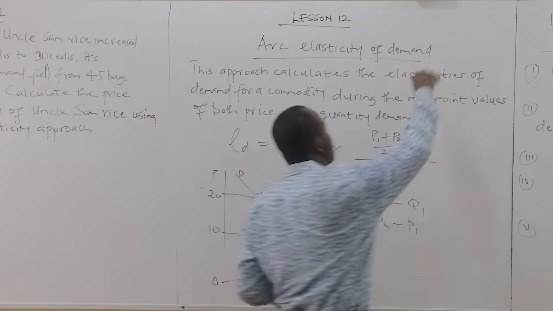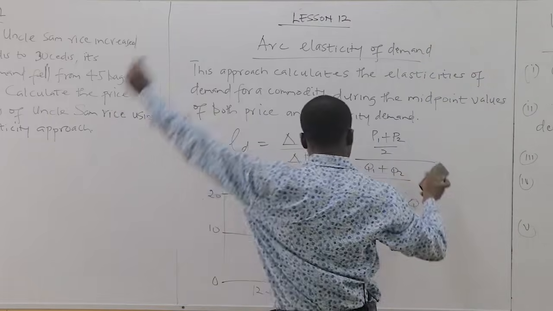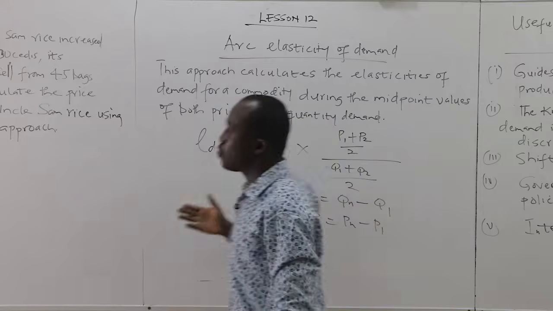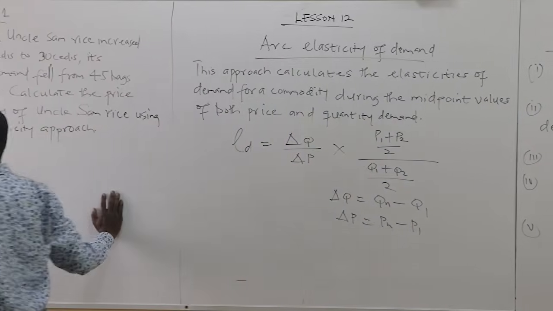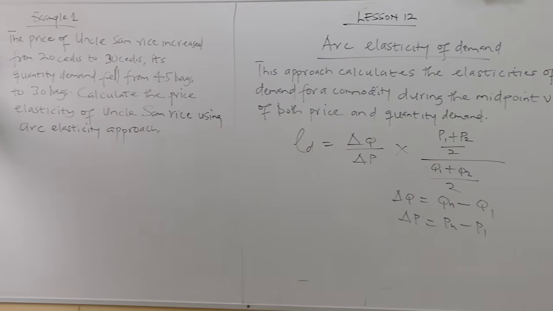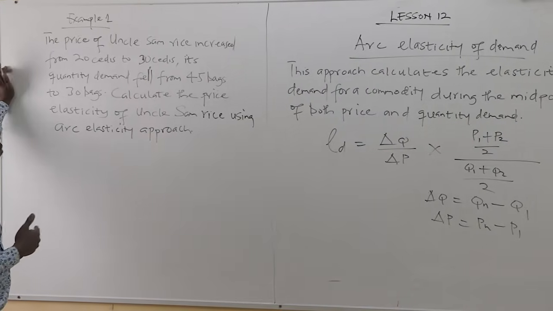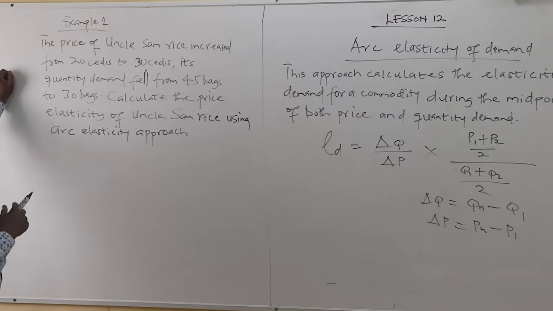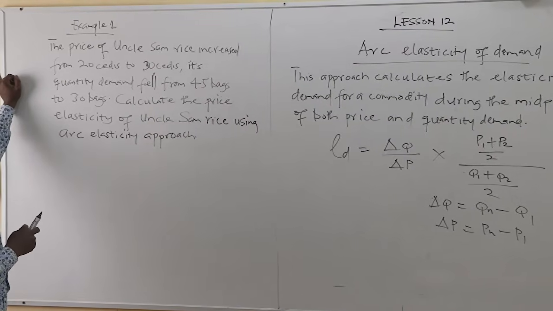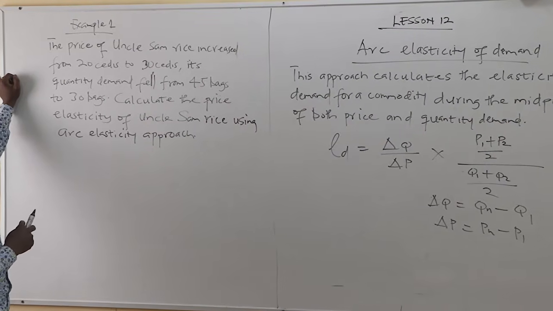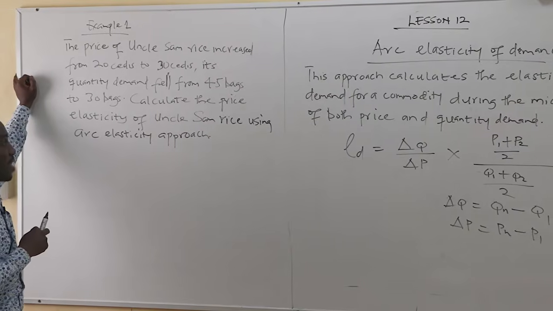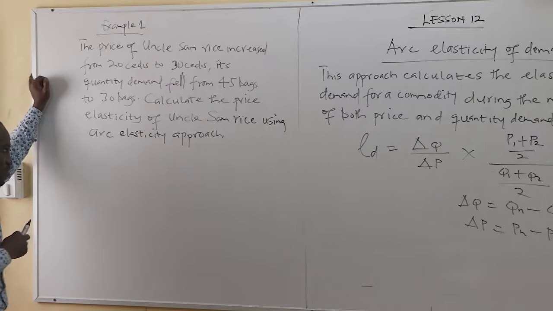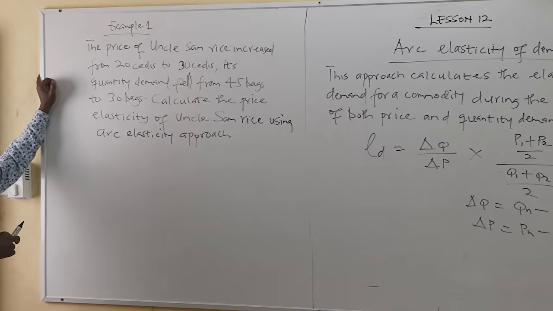So here, what do you see? Let's come here. Let's use the same example we used. We are not going to use the point elasticity to see how the example is going to be. Let me also go over example 1. The price of Uncle Sam rice increased from 20 cedis to 30 cedis. The quantity demanded fell from 45 bags to 30 bags. Calculate the price elasticity of Uncle Sam rice using the arc elasticity approach.